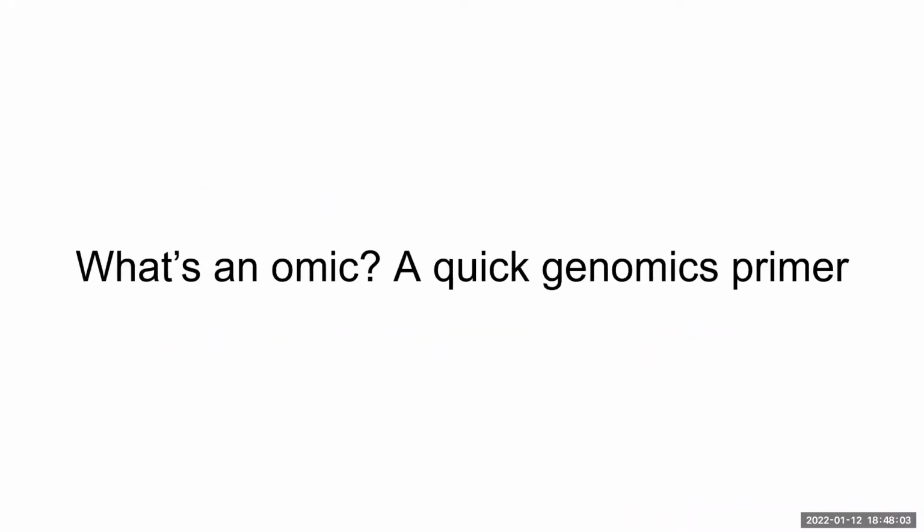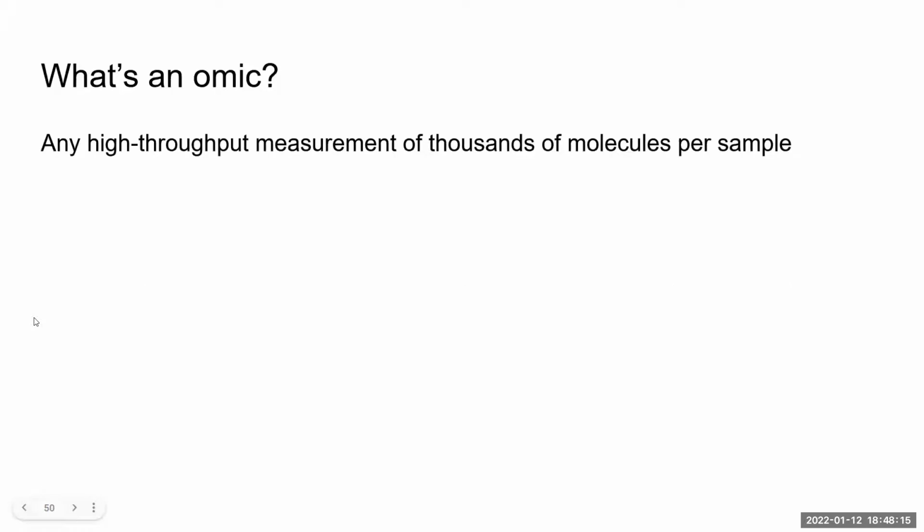All right, so that's a lot about OpenCPU. So what about the data we're going to be doing? This is a quick primer to give you an idea of the data. So what's an omic? It really refers to any high throughput measurement of thousands of molecules per sample.